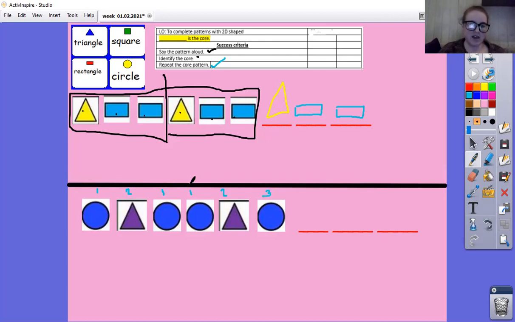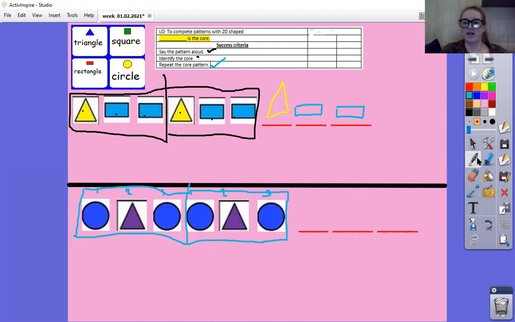I can see here, this is where my core finishes, and that's where it repeats. So this is my core, because although there's a blue circle here and a blue circle there, that is not the start of my repetition. That is the end of my core, and then it repeats. So these are my core. Can you pause this video now and complete the missing section?